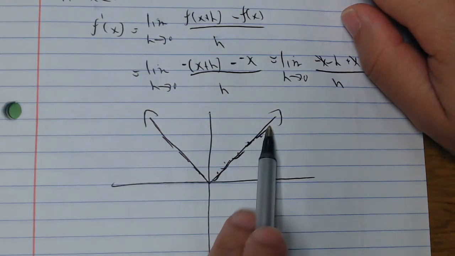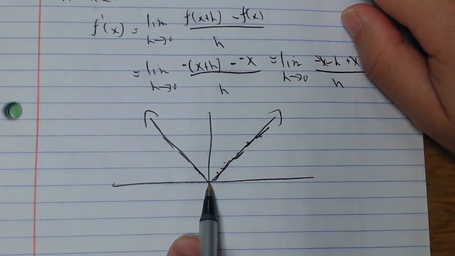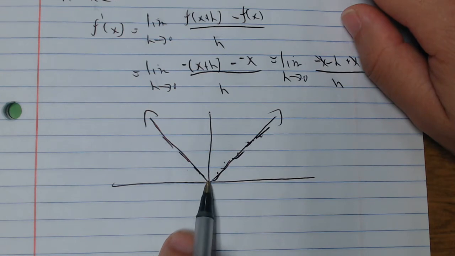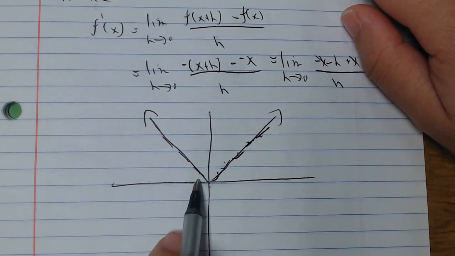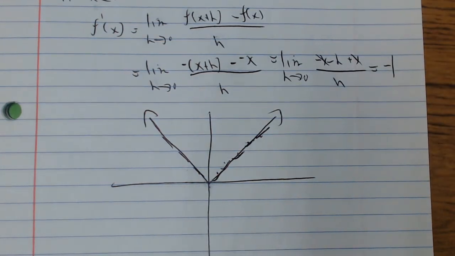And we could see what the problem is. Why is this not defined at 0? Because when I go to the left, my slopes are negative. When I go to the right, my slopes are positive. So my two-sided limit ceases to exist here because the slopes aren't agreeing. Okay, so that's what's going on here.